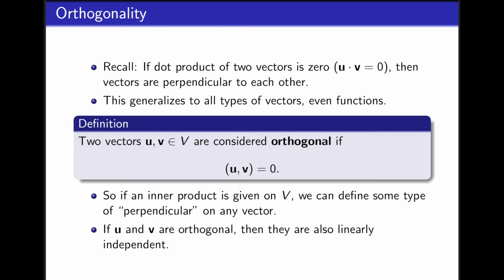All of the algebraic properties of perpendicular vectors translate very well to orthogonal vectors. The one of interest to us right now is that if two vectors are orthogonal, then they are going to be linearly independent.